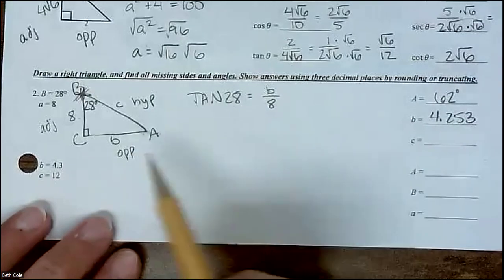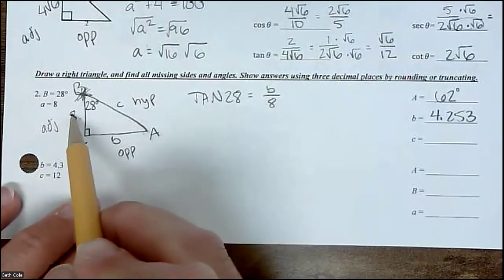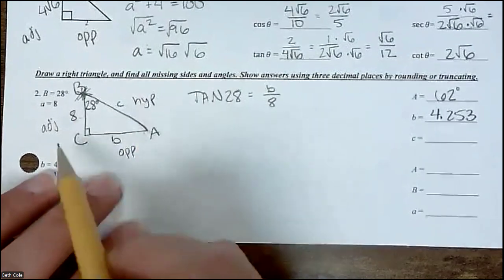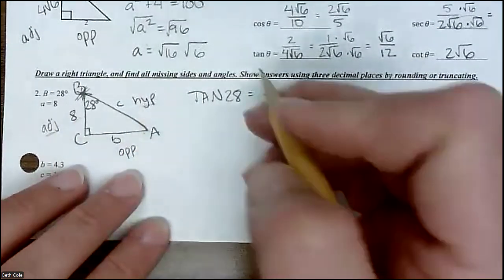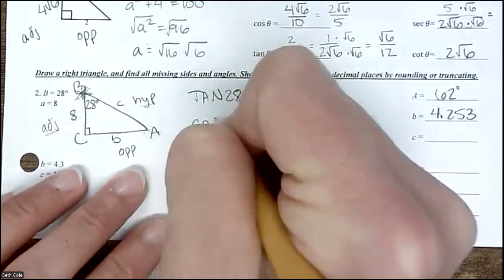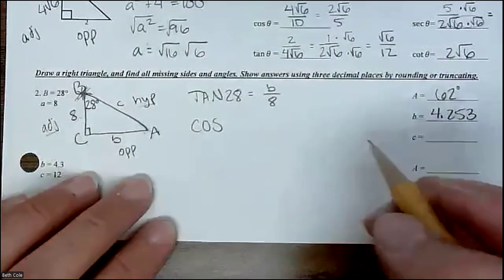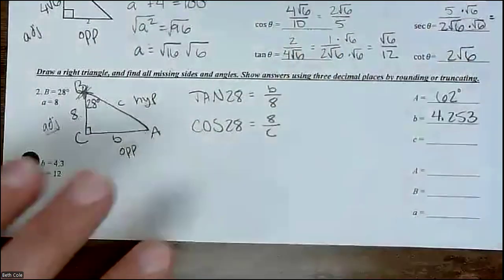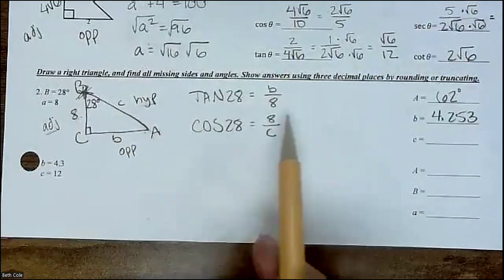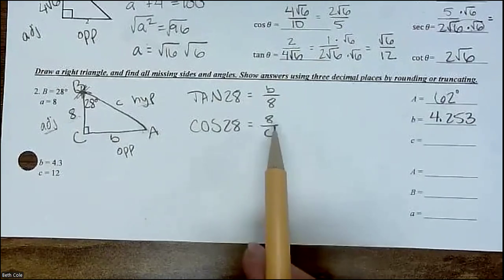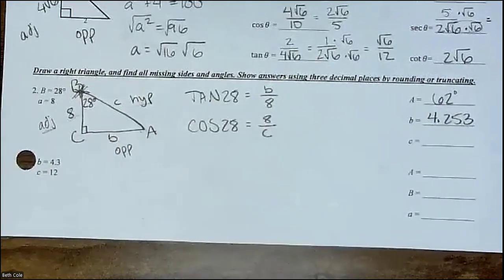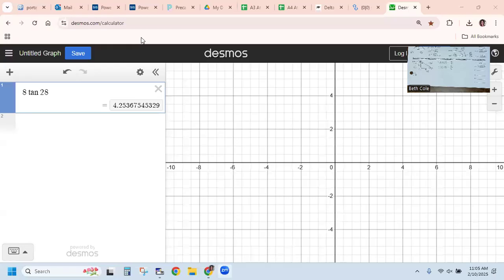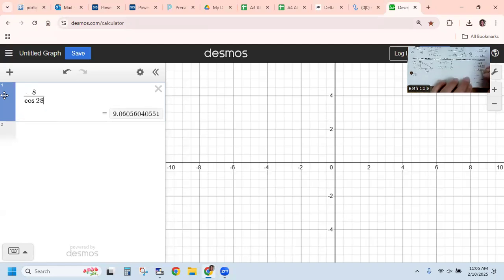All right, and then for little c, you have 8, which is the adjacent, and then c is the hypotenuse. So what do we use for adjacent and hypotenuse? That'd be cosine, good. CAH, adjacent and hypotenuse. So cosine 28 equals 8 over c. Now, that one's a little bit different. Do you remember how to type that when your variable is on the bottom? You have to divide. Good, it's 8 divided by cosine 28. So when your variable's on the bottom, you have to divide. So it's going to look like this. There we go. 9.060.